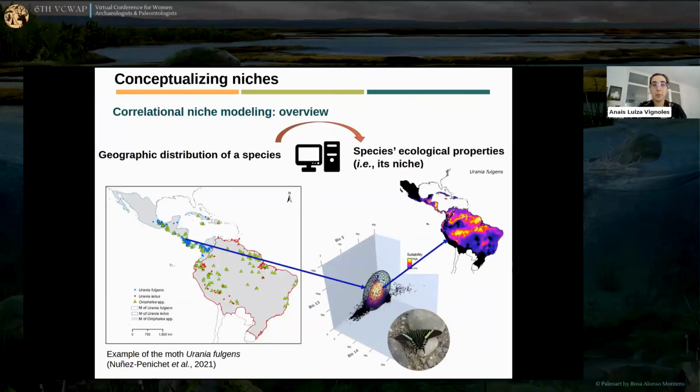So now the aim of our paper was basically to think about how we can have better occurrence data of fossil species. First, let me run through how correlational niche modeling works. To model a species' niche, basically we use the geographic distribution of a species, and then we run a model, and we can reconstruct the species' ecological properties in environmental space. Afterwards, we can project that onto the geographic space and get those very nice maps with the potential distributions or the suitable habitats of the species.